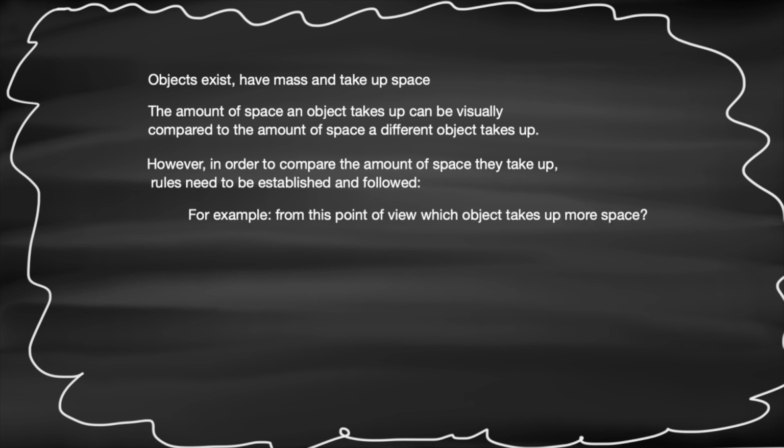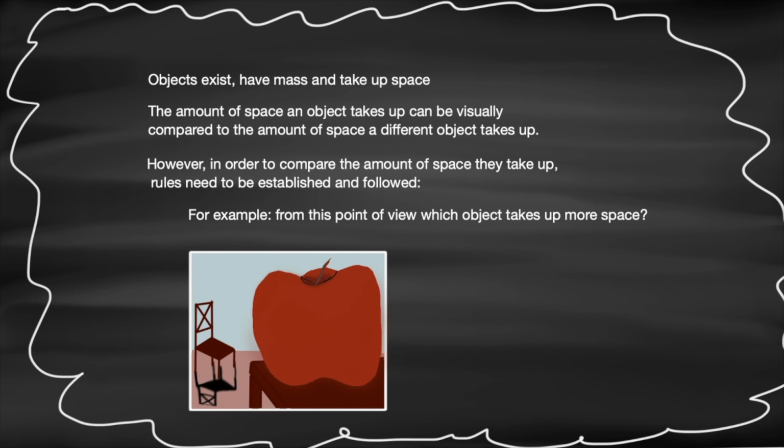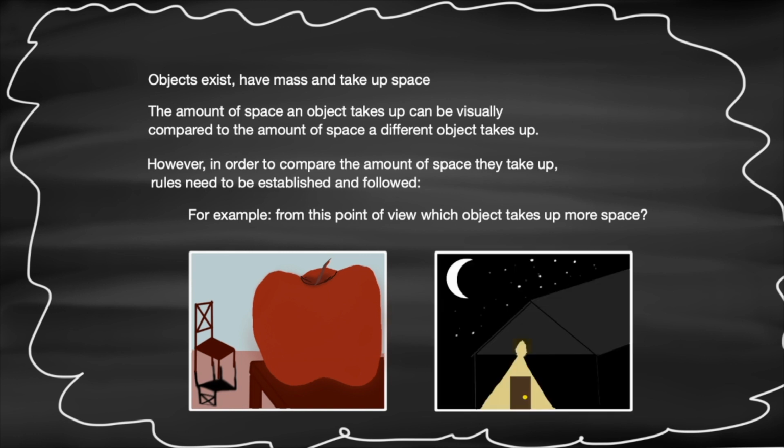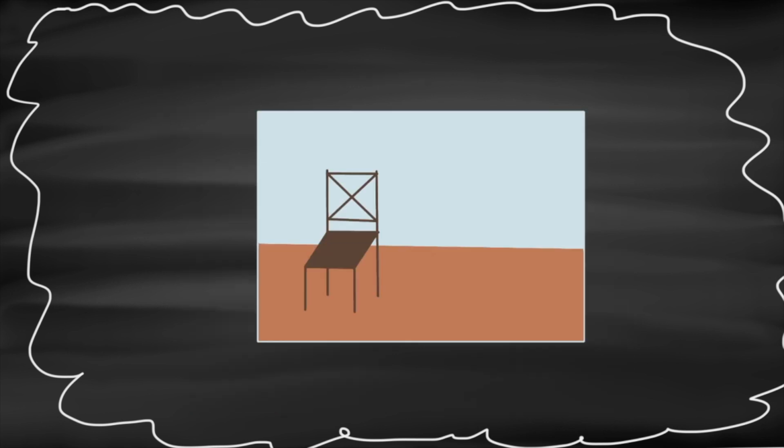For example, from this point of view, which object takes up more space? The chair or the apple? The moon or the house? If we make a rule like the objects must be touching to compare the amount of space they take up, suddenly we don't have to think apples can be bigger than chairs, so long as we change our point of view. Now we know that apples are always smaller than chairs. To make that untrue would be to make a visual illusion of perspective.